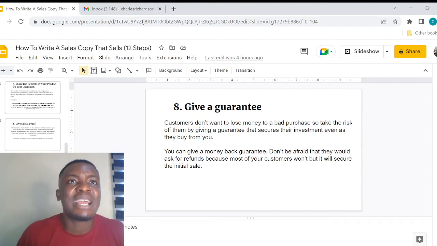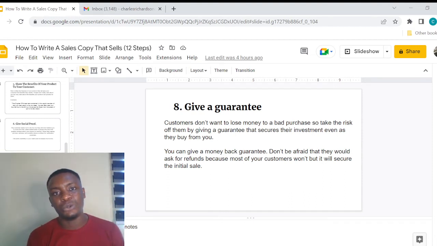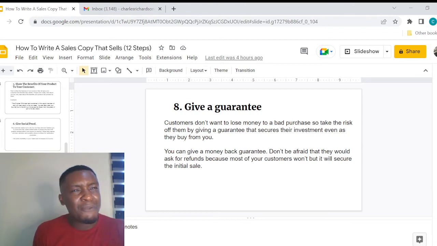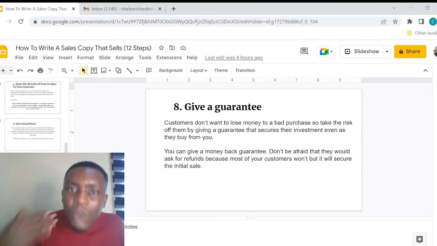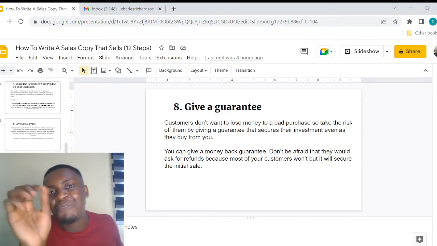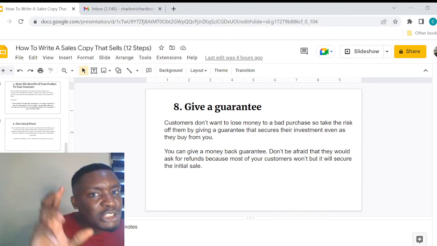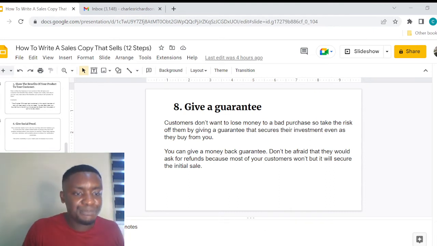If you don't give them a guarantee, you might lose that initial sale. People will not buy from you because they want to secure their investment. But if you give them that guarantee, that money back guarantee, they will buy from you. And at the end of the day, you will see that only a few will come back to ask for a refund if your product is a good product.